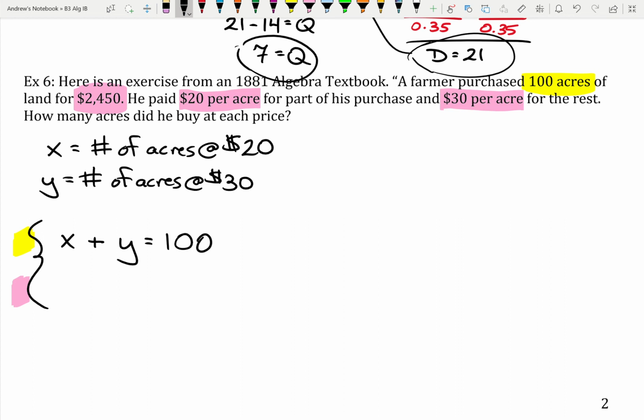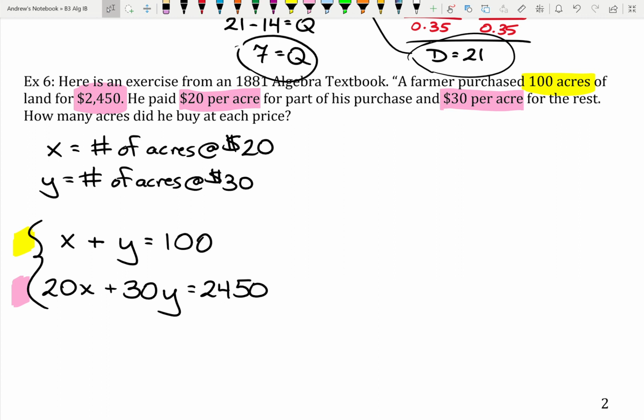So $20 per acre for all of the acres that we bought with X. That's going to be $20 for each one of those acres that we grouped into X. We're then adding on the cost, $30 for each one of the acres in the Y group. And then all together that comes out to $2,450 dues. Man, can you imagine buying 100 acres of land for under 2,500 bucks?